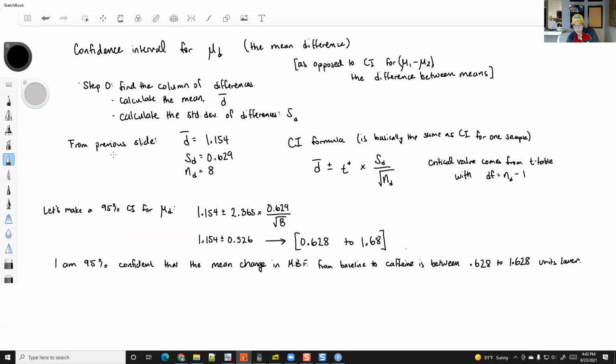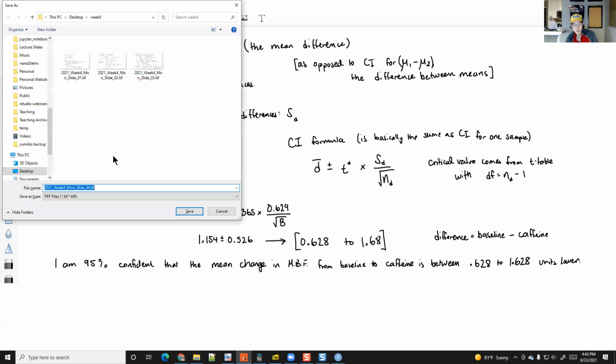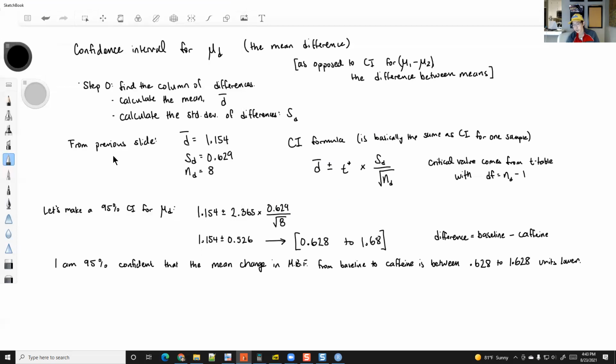So the mean change. Because change is defined, or the difference, I should say, was found by taking the baseline minus caffeine. If we're going from baseline to caffeine, the caffeine numbers are lower, and that's why we're getting these positive numbers, because the caffeine values are less than the baseline values. If we had reversed the order, caffeine minus baseline, we would have gotten negative numbers.